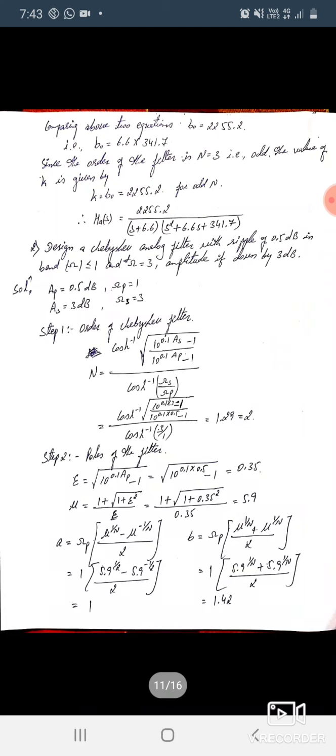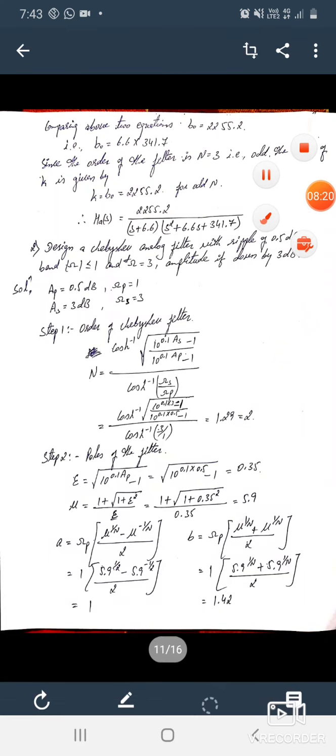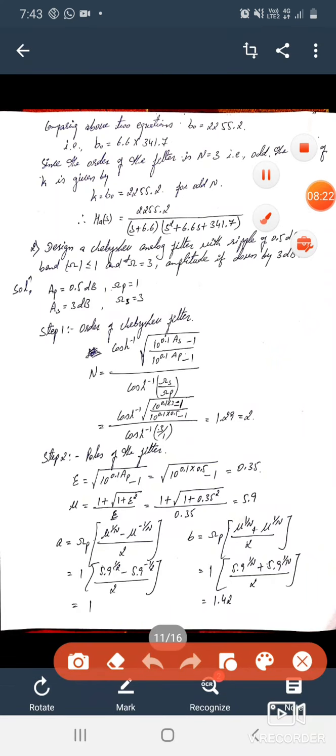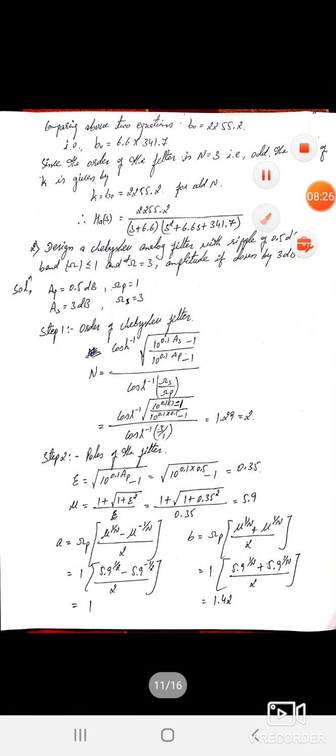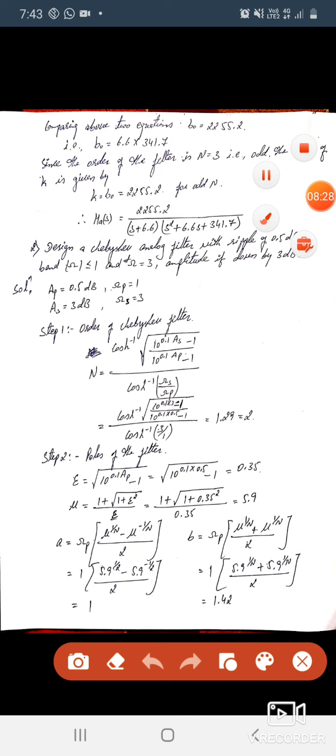After this, we have to get our B0. B0 is 22,255.2, when I multiply 6.6 with the 341.7.